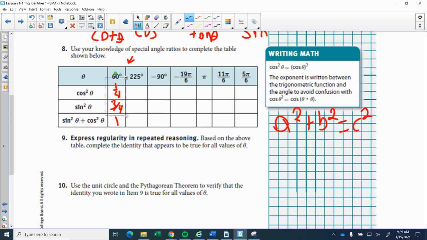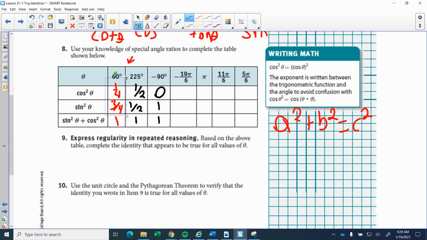If I go to 225 degrees, cosine squared would be 1/2, sine squared would be 1/2. Add those together, that would give me an answer of 1. Negative 90, cosine squared would be 0, sine squared would be 1. Add those together, my answer would be 1.